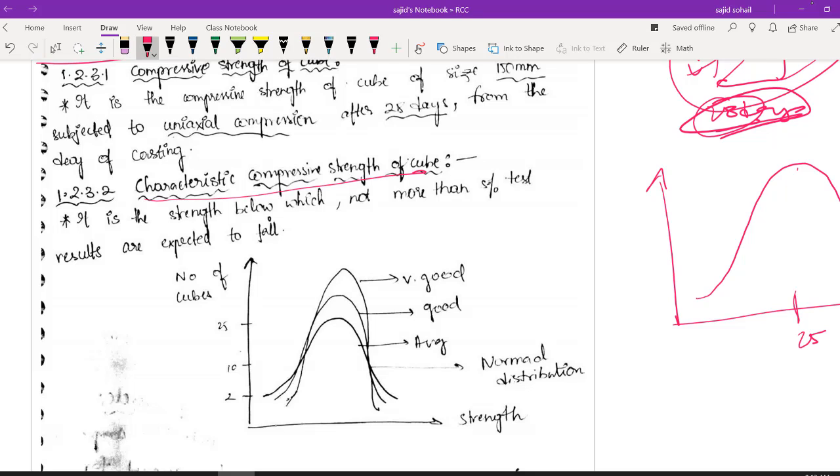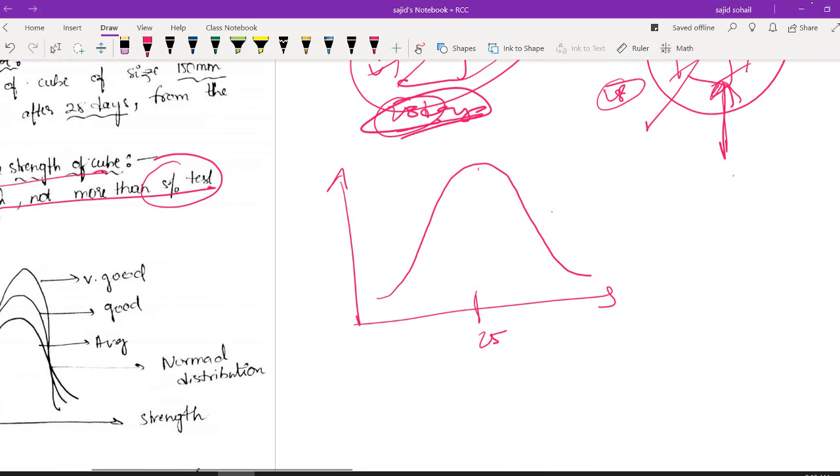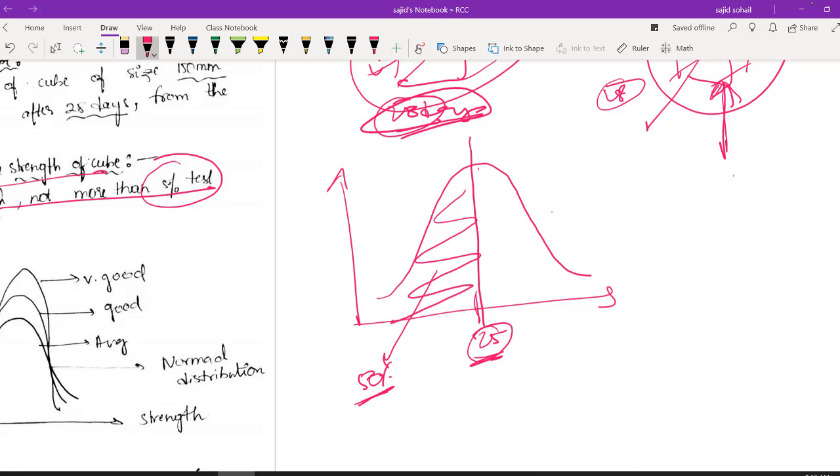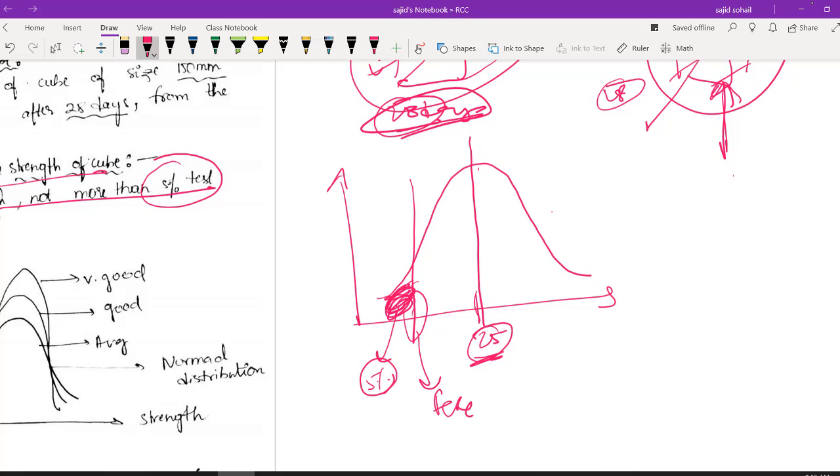So I am introducing a new term which is called characteristic compressive strength. Not compressive strength anymore, characteristic compressive strength, fck. What is it? It is the strength below which not more than 5% of test results are expected to fail. See, if I am targeting 25 Newton per mm square, how many are failing? 50% are failing below 25 itself. I hope you are getting it right. So what is characteristic compressive strength? It is the strength at which not more than 5% of my test results fail. This will be considered as my characteristic strength. I hope you got the concept right.